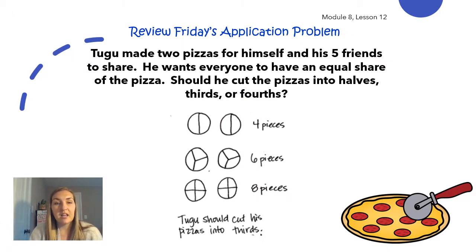Here is Friday's application problem. Remember that it was about 2 pizzas for Tugu and his 5 friends to share. He wanted everyone to have an equal share of pizza. How should he cut the pizzas? Halves, thirds, or fourths? Correct answer is Tugu should cut his pizzas into thirds. If it's Tugu and his 5 friends, that would be 6 people that need to have a slice of pizza. So 2 pizzas, cut them into thirds, there will be 6 pieces of pizza.